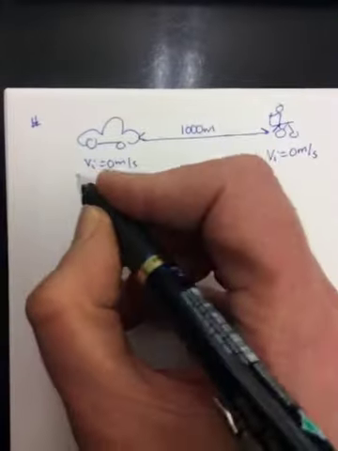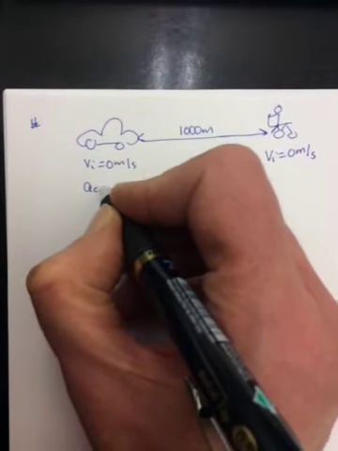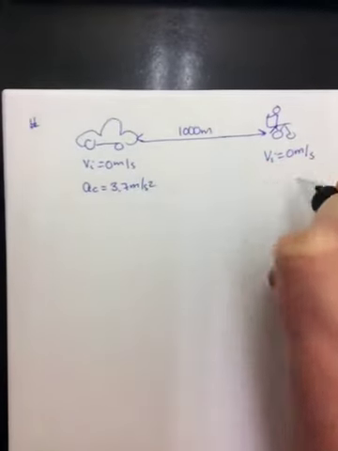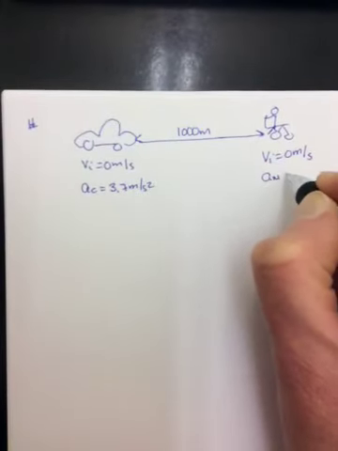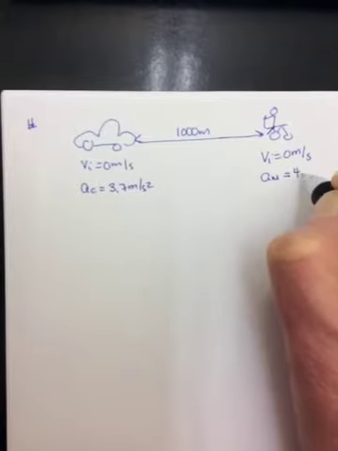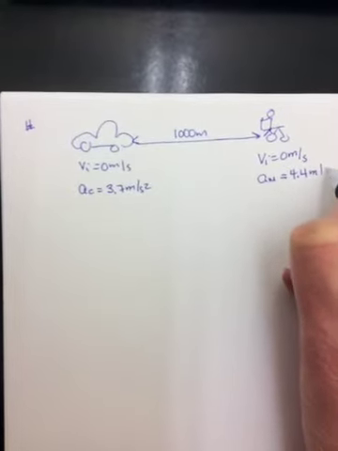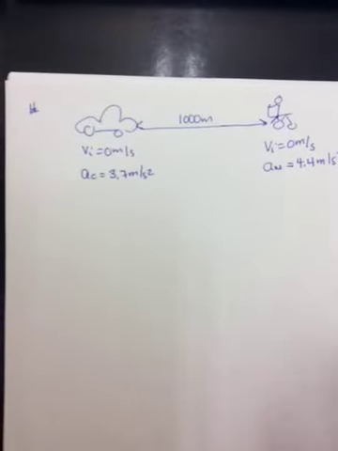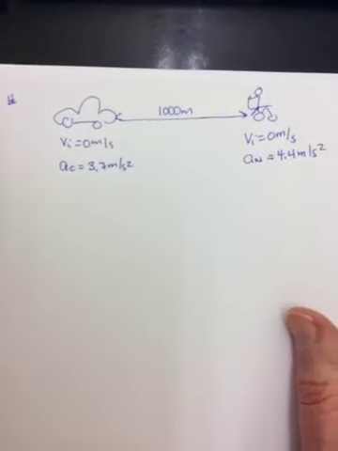The car is accelerating at 3.7 meters per second squared. The motorcycle is accelerating at 4.4 meters per second squared. At what position will they pass each other relative to the car's starting point?